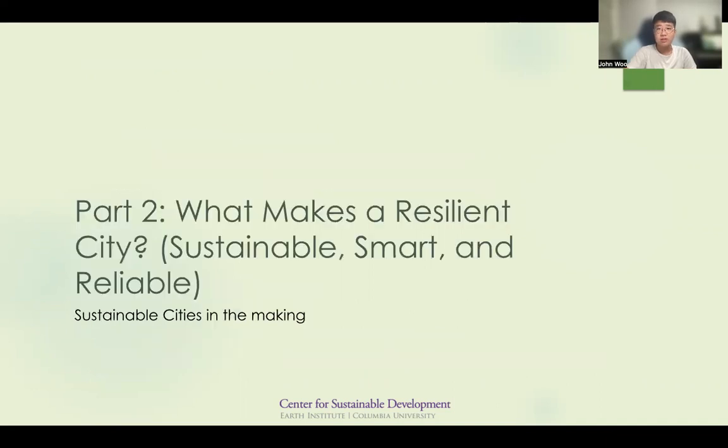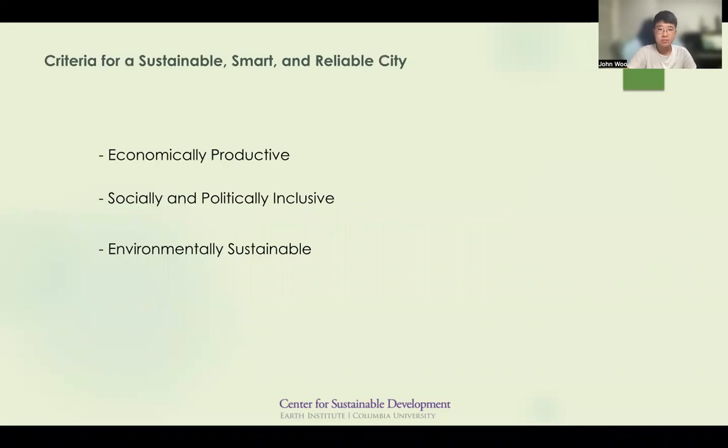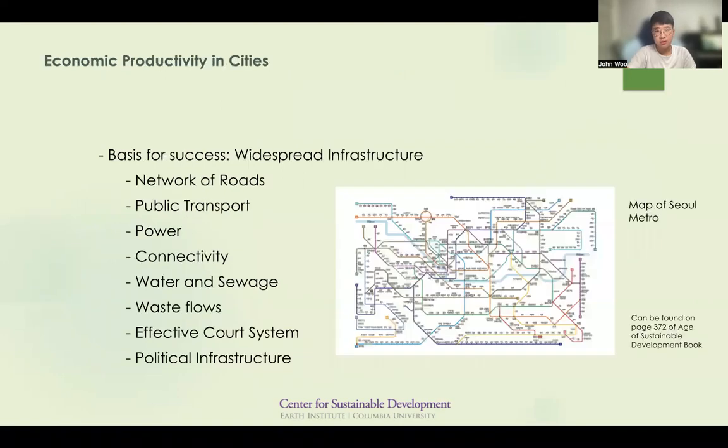Now we have discovered the trends of urbanization throughout history and the driving factors behind it. Let's take a dive into how cities can become resilient and sustainable. Sustainable cities should check 3 criteria. They must be 1, economically productive, 2, be socially and politically inclusive, and 3, be environmentally sustainable.